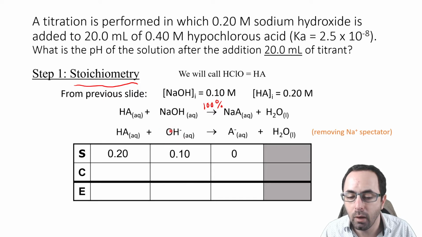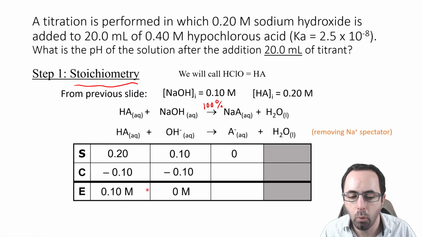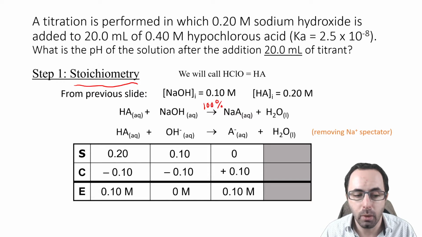The hydroxide is going to run out first. So we're going to say that all of this is going to be used up. So we're going to say minus 0.1 here. That way we know all of the base has reacted, which means we'll also have minus 0.1 over here, and 0.2 minus 0.1 will be 0.1 molar remaining of the weak acid. And then here for the conjugate base, we're going to do plus 0.1 molar. And so we get 0.1 molar concentration for the conjugate base. And so now we're finished with the stoichiometry step. Now we are ready to deal with the equilibrium step.